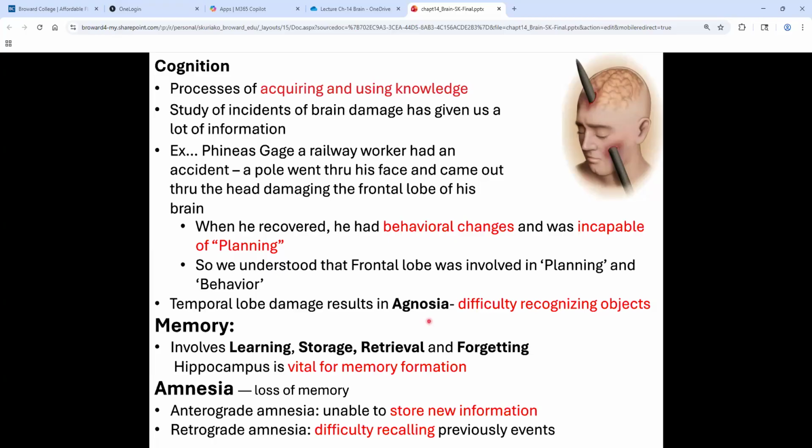That's what learning is. You're processing that information, making it useful so that the brain can use it. Then the brain will say, this is good information, I'll keep it. So you have to convert your information into something useful. Amnesia means loss of memory. Anterograde amnesia means you cannot store any new information, you forget very quickly. And retrograde amnesia means you have difficulty recalling previous events that happened in your life.